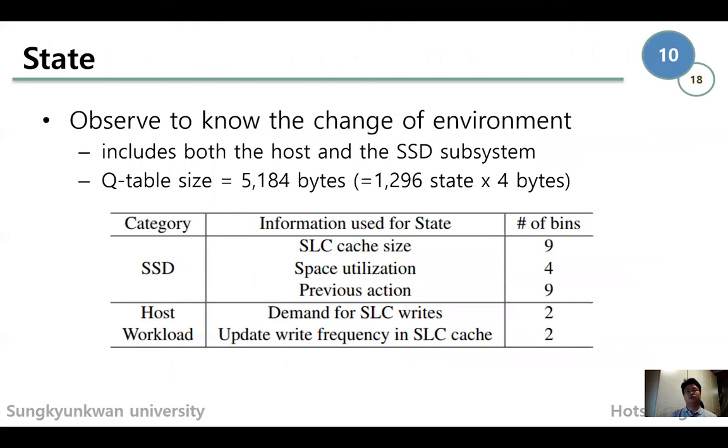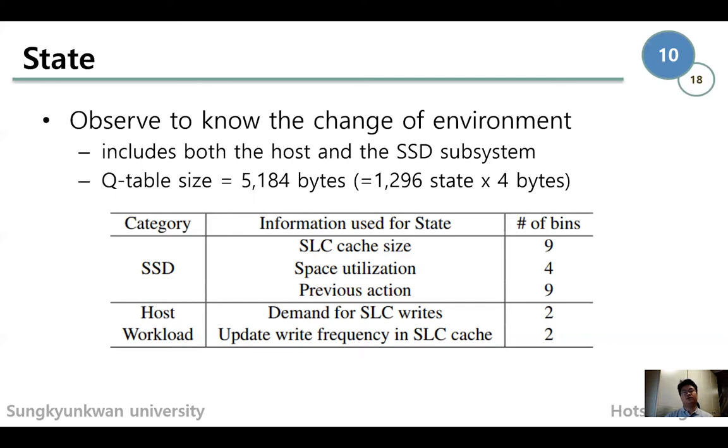For the agent to run the optimal policy for the SSD cache management, we selected several features from host and the SSD subsystem to observe the change of environment. In this table, we used the SSD cache size, space utilization, and previous action for SSD states. SSD cache size and space utilization have strong influence on migration and garbage collection cost. The previous action includes the recent decision of the agent and the recent system state.